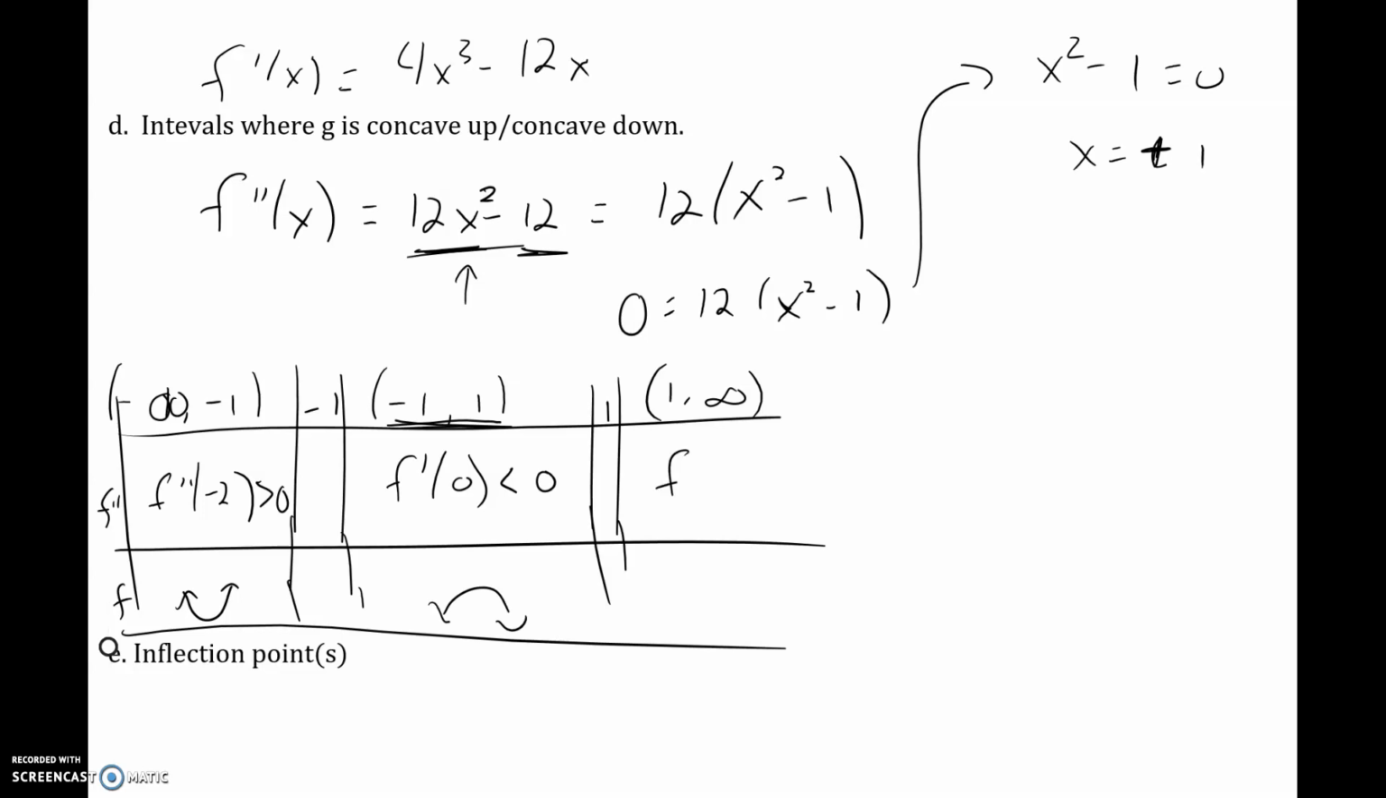And then if I choose something from here, like let's say 2, if I plug in 2 and I square it, I get 4. I'm going to get the same thing I would if I plugged in a -2, which is a positive result. So the concavity goes back. So that means I have 2 inflection points. When it changes from concave up to concave down, that's an inflection point. When it changes from concave down to concave up, that's an inflection point. So I have 2 of them.